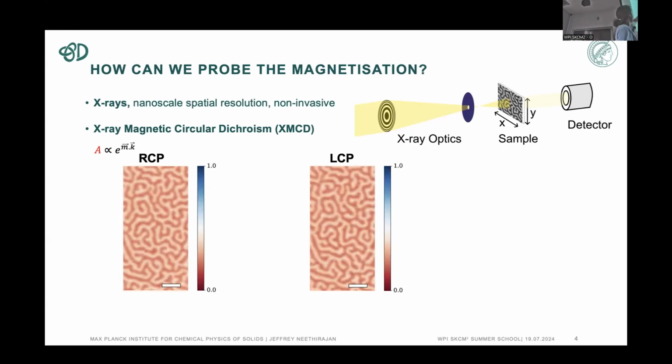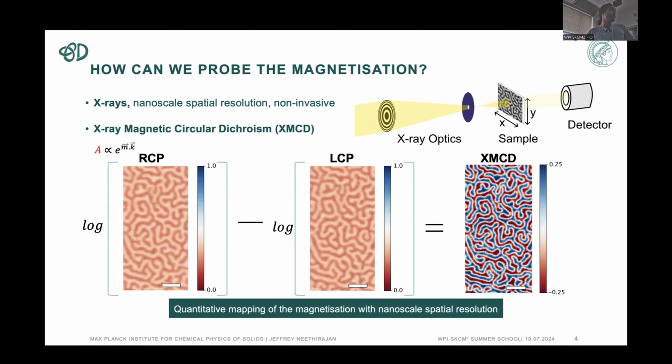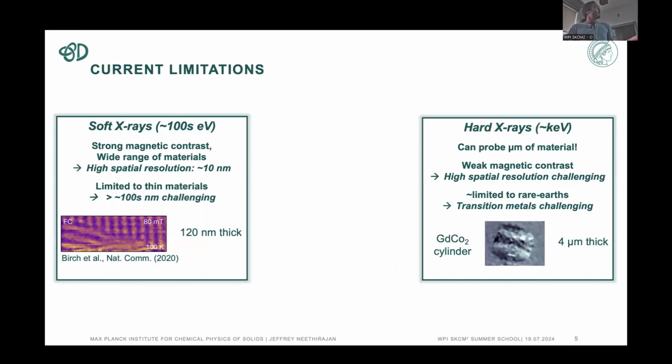If you follow just the corner here, for example, what's black here would appear white over here. That's due to the different absorption from the different domains. The scale bar is around 500 nanometers. Taking the logarithmic difference between them, you get a beautiful XMCD image where the blue domains are pointing towards you and the red is pointing away from you. So with this we get a quantitative mapping of the magnetization with nanoscale spatial resolution. There are 2 main regimes in which we can probe magnetism.